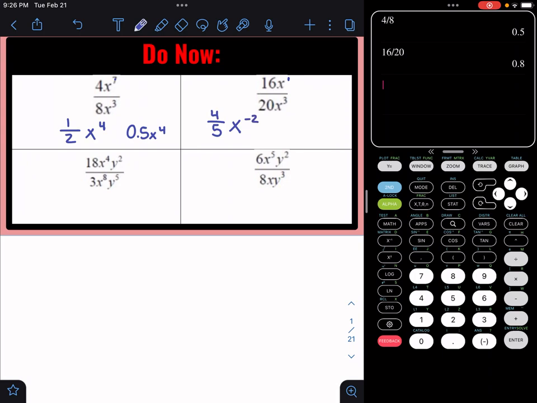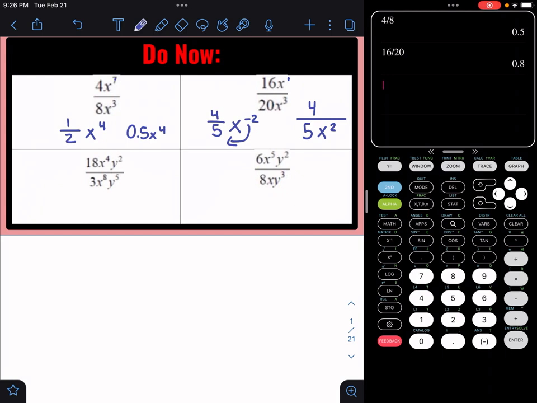Now, we never want a negative power on top, so we're always going to bring it to the bottom. So we would leave the 4 on top because that has a positive exponent of 1. We would leave the 5 on the bottom because that has a positive exponent, but we're going to bring that x to negative 2 to the bottom, making it positive.